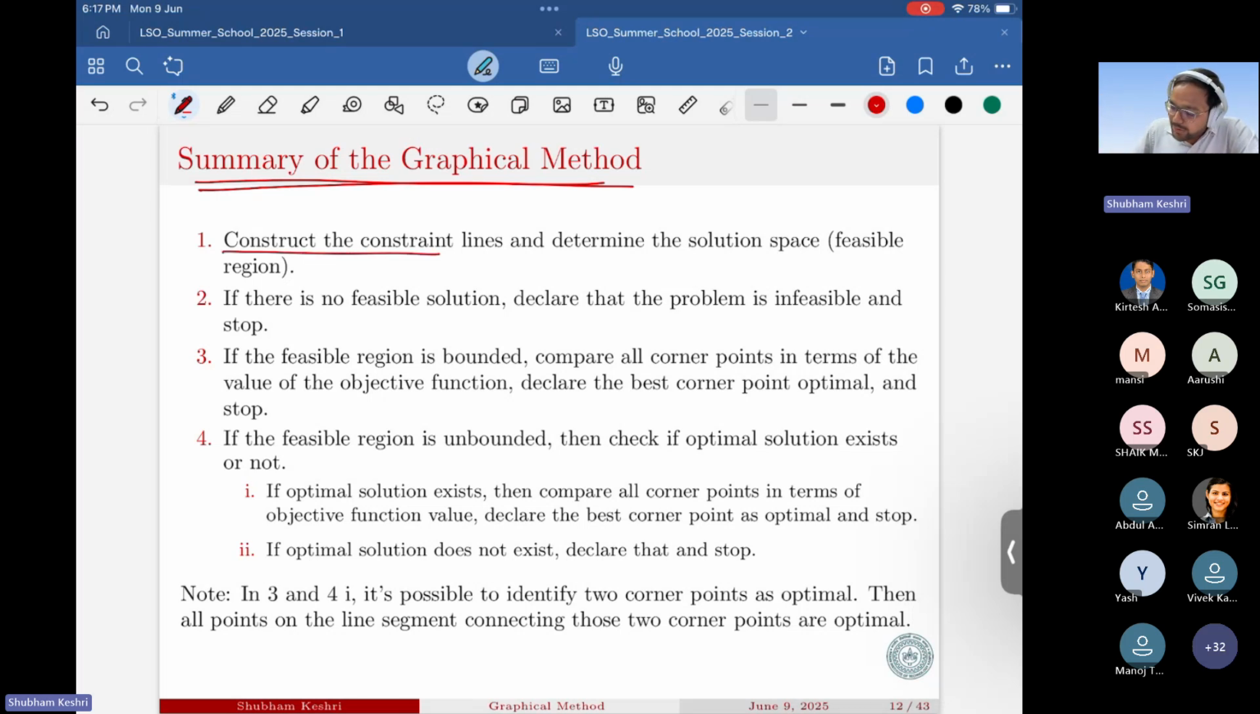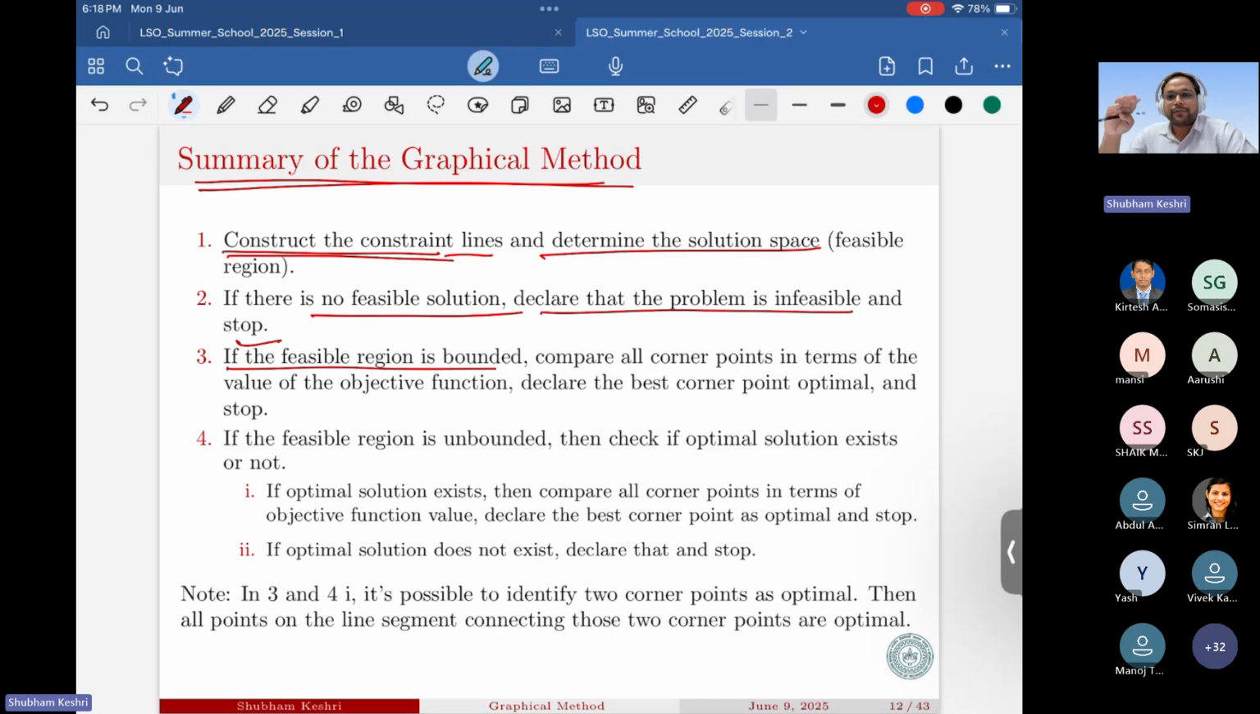So what we should do is we should construct the constraints and determine the feasible region. If no feasible region exists, then declare the problem to be infeasible and you stop. You don't need to go further. If the feasible region is bounded, so you see, we had two things: if the feasible region is bounded or if the feasible region is unbounded. So we have cases for both.